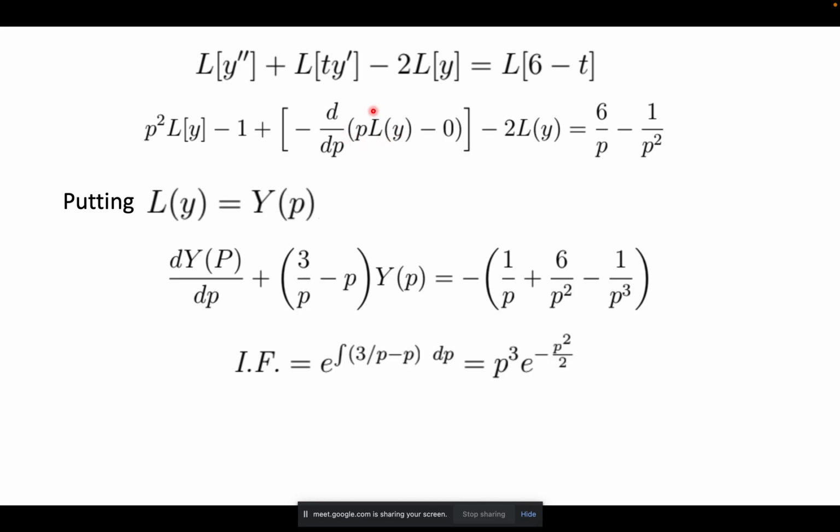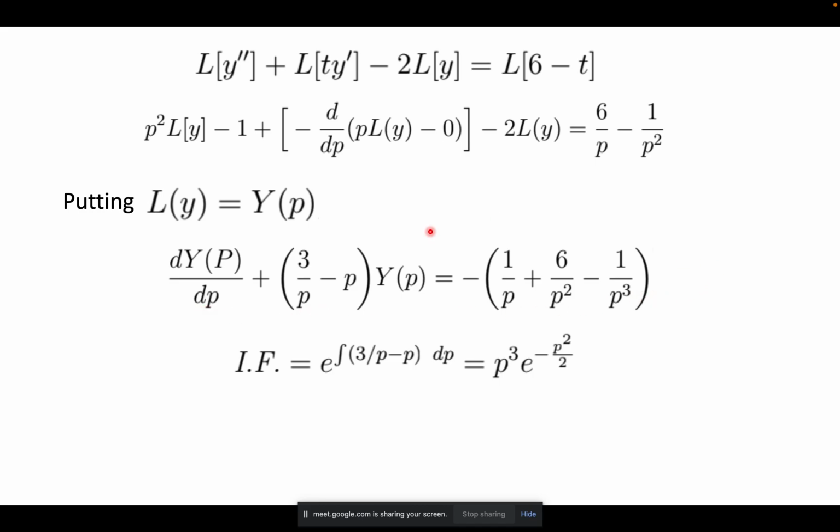Now you see here, if you solve this equation and put L of y equal to y of p, you will get this equation, right? So the point here, as compared to the earlier problem, is that you are not able to express L of y directly in terms of p because you have some derivative here. So in order to find L of y, you need to first solve this differential equation of order 1, because this has order 1.